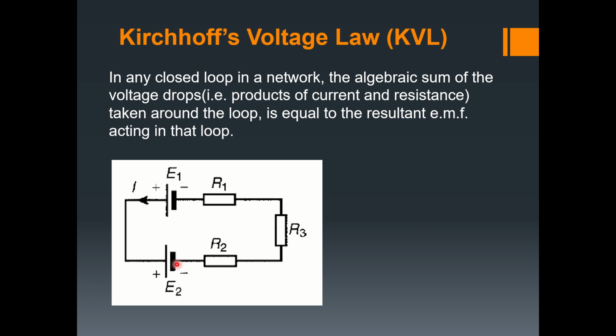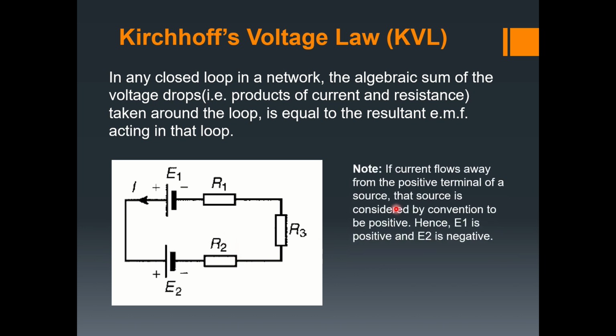Electromotive force E1, electromotive force E2, which is what we call the EMF. So what we are saying here is, if you take the voltage drop across all the given resistors like R1, R2, R3, they must be equal to the algebraic sum of E1 and E2. Right? Now, before we can solve that problem, you need to note that current flowing away from the positive terminal.